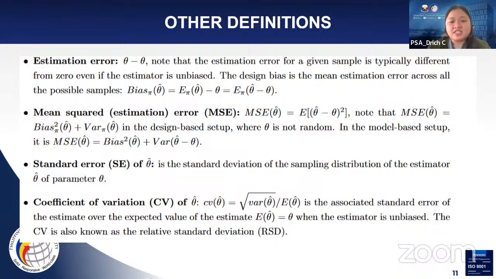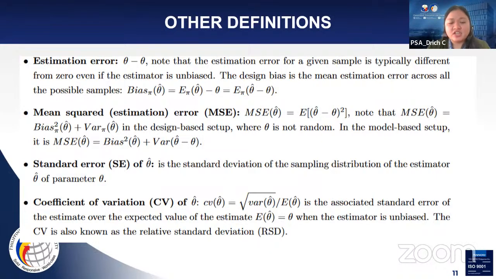While the mean squared estimation error, or the MSE, is the bias plus the variance in the design-based setup. When I say design-based, I think this is the survey design setup where data is not random. In the model-based setup, it is MSE equals bias plus the variance of theta hat minus theta. So this is the variance of the model. And the standard error, denoted as SE of theta hat, is the standard deviation of the sampling distribution of the estimator theta hat for the parameter theta.